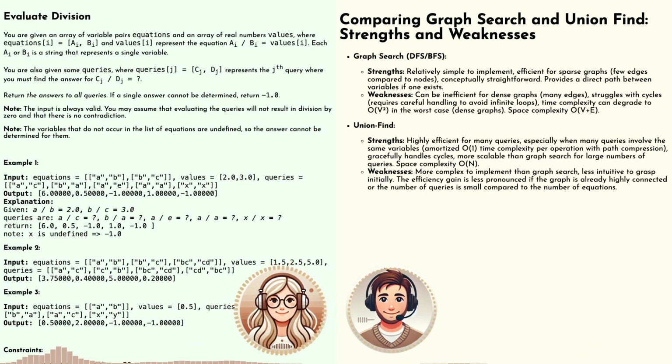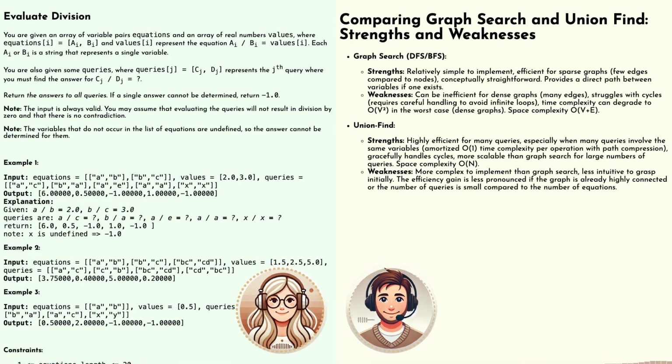Exactly. That's where Union Find shines. It excels when we have many queries about variables that are already closely related, because those leaderboard lookups are super fast. It's like having a cheat sheet. But you did mention Union Find can be conceptually trickier. Yes, mastering those club merges and leaderboard adjustments takes practice. But if you can explain it clearly and confidently, it really demonstrates a deeper understanding of algorithms and data structures.